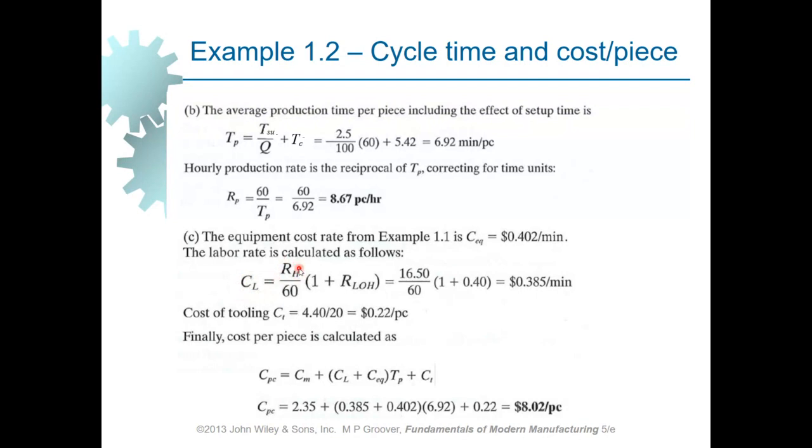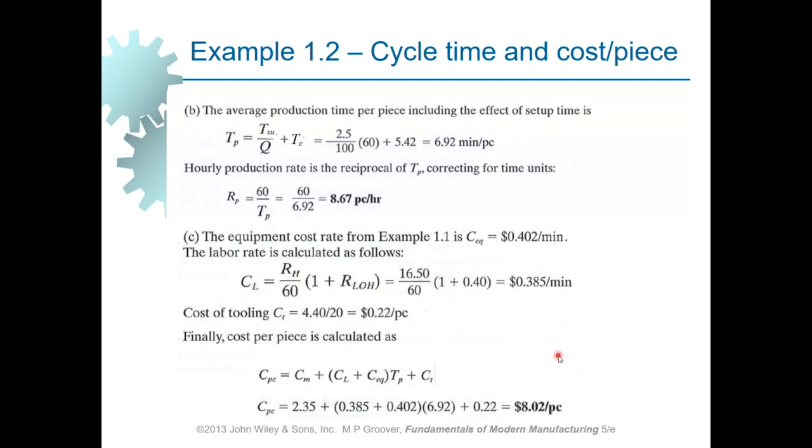We have this figure RH, that is the hourly wage of the labor, and that is $16.5. This was given in the statement of the problem. And it was mentioned that we should consider 40% of overhead cost. So 0.40 sits here as well. If we substitute these two values, we can easily get CL. Now CL is also computed. What is left is to substitute the value of CL in this, and then the cost of producing a unit of the product can be easily computed.